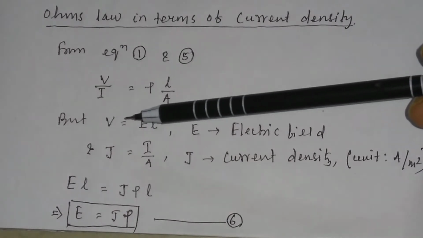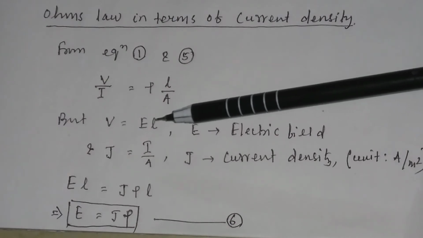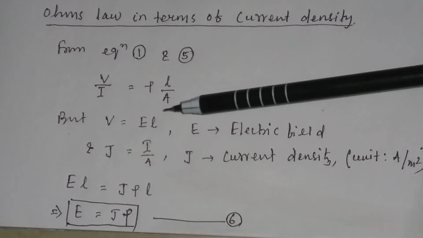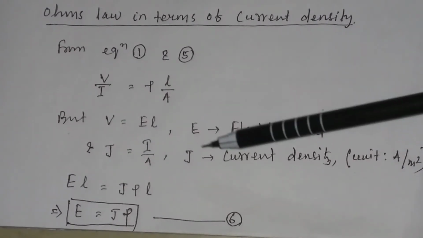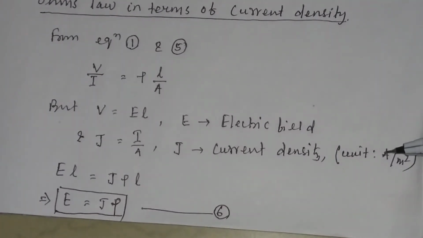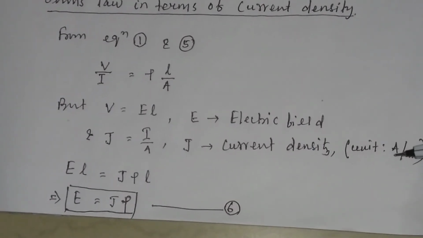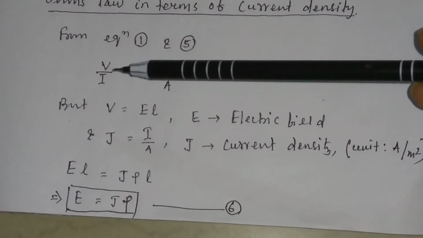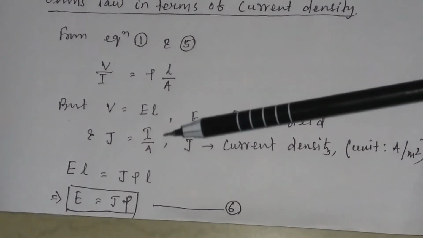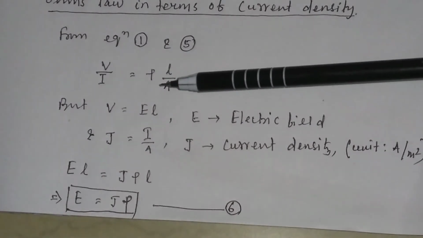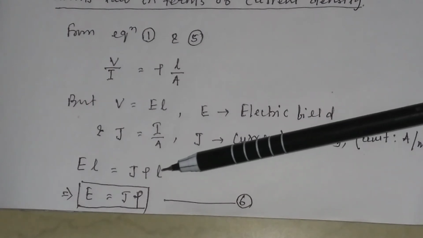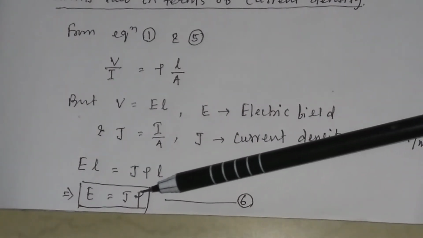We know the potential is equal to the product of electric field and length of the conductor. So E is the electric field, and here I by A is called J. J is nothing but the current density, and the unit of current density in SI is ampere per meter square. So if you substitute V equal to E into L and J equal to I by A, we will get E into L is equal to J rho into L. That means E will be equal to J into rho.